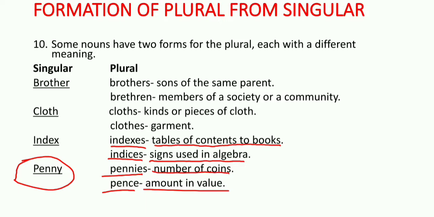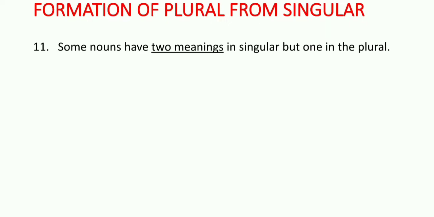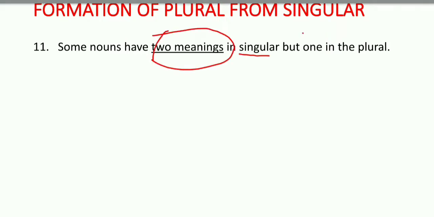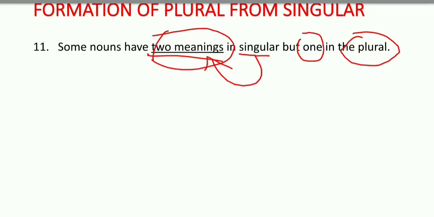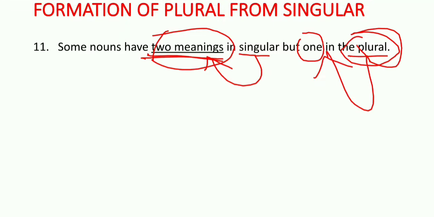Okay, this was rule number 10. Rule 11 says some nouns have two meanings in singular but one in the plural. Keep in mind, there are some nouns which have two meanings in singular. When we use that noun as singular, it has two meanings. But when we use that very noun in plural, it will give only one meaning. How? Look at the examples.